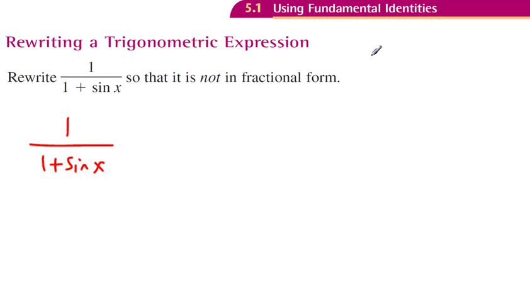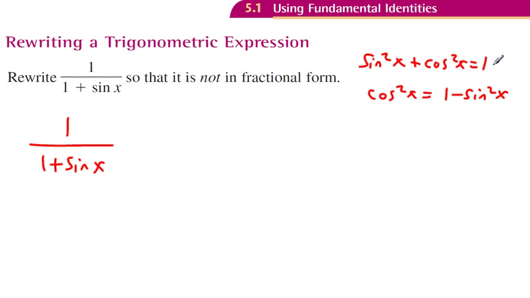Okay, so we know that sine squared of x plus cosine squared of x equals 1. So if I solve for cosine squared of x, I'm going to have cosine squared of x equals 1 minus sine squared of x. All I do is move my sine squared of x to the right side.